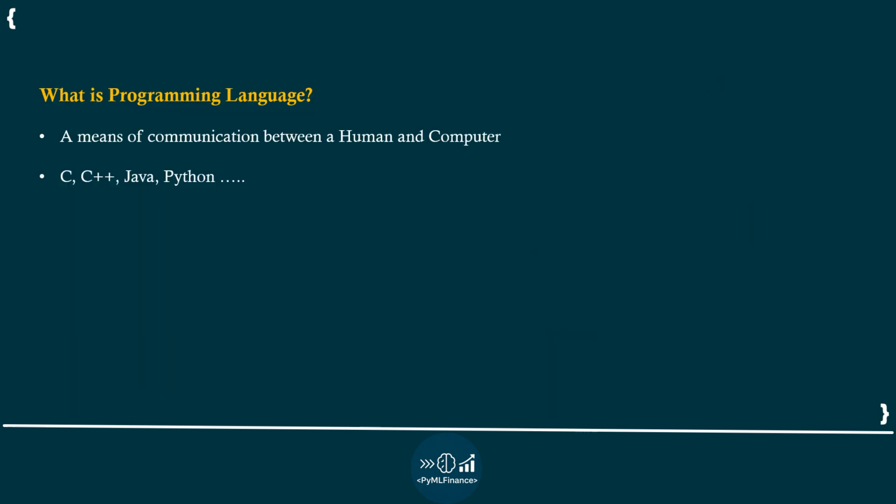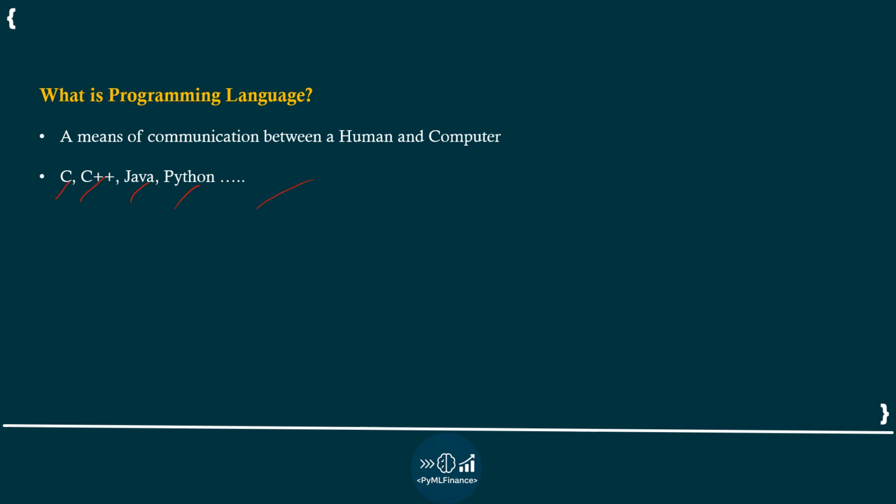Now, what is a programming language? A programming language is nothing but just a means of communication between a human and a computer. A programming language allows humans to write instructions, also called code, that the computer can understand and execute. Some programming languages are C, C++, Java, Python, and there are many more programming languages.